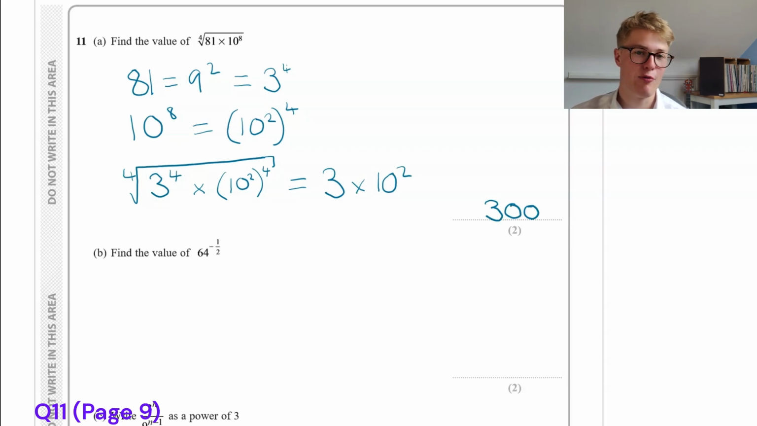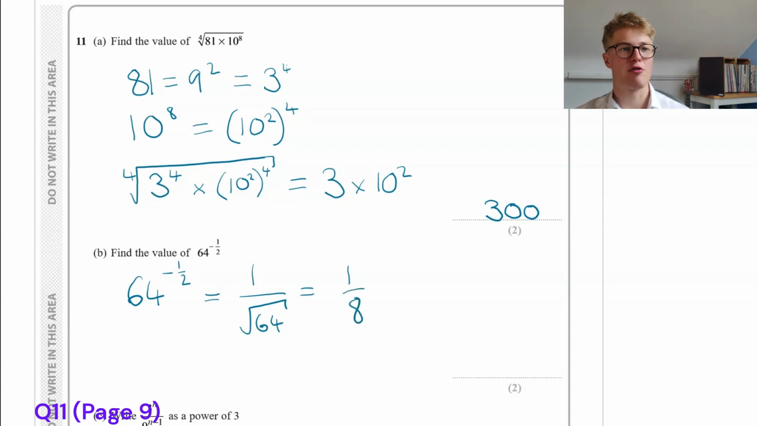Find the value of 64 to the power of minus a half. So when we have a minus a half, that means we have 1 over the square root of that number, which means we have 1 over the square root of 64 here. That gives us 1 over 8, and therefore 1/8 is our final answer.